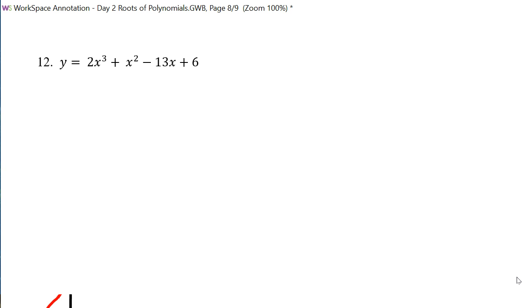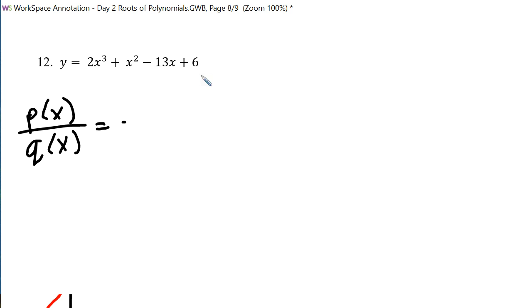Next one, now we're stepping it up a degree. Looking at the highest power, how many factors should I have? I should have 3 factors in my answer. So the first thing I need to start with is what are the possible values for those x-intercepts. So we need to see the p of x over q of x.